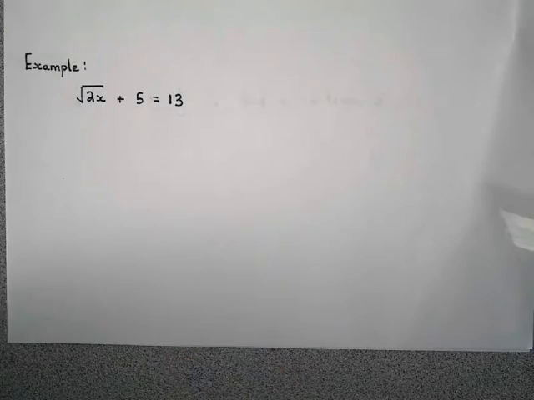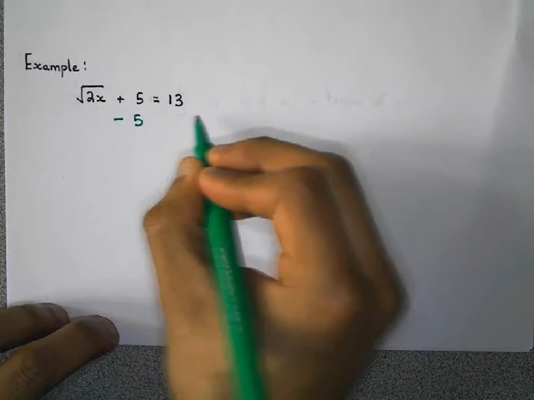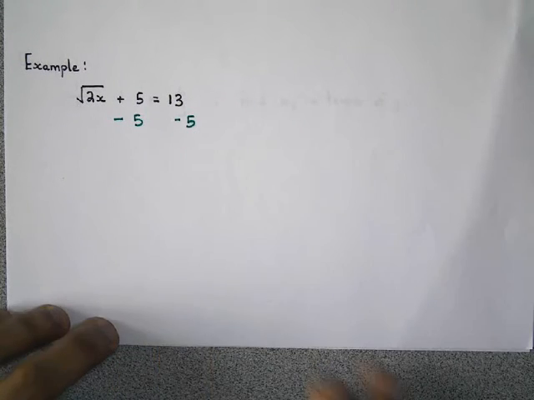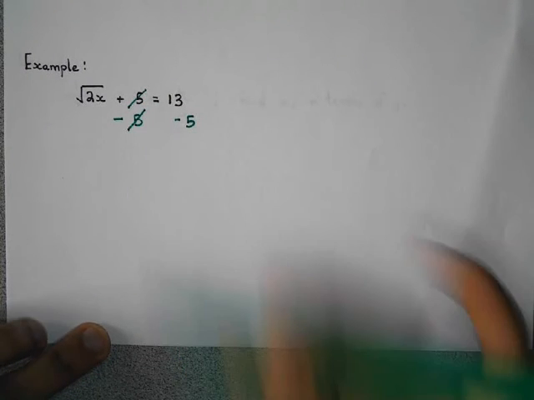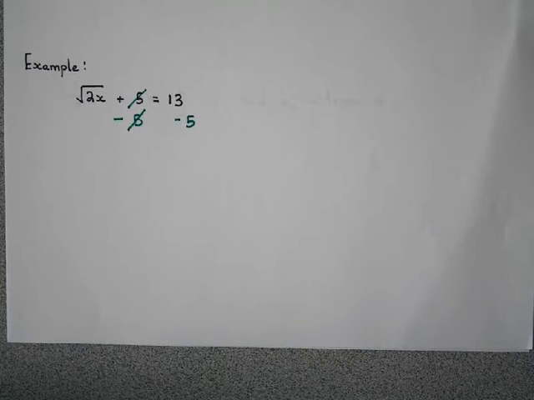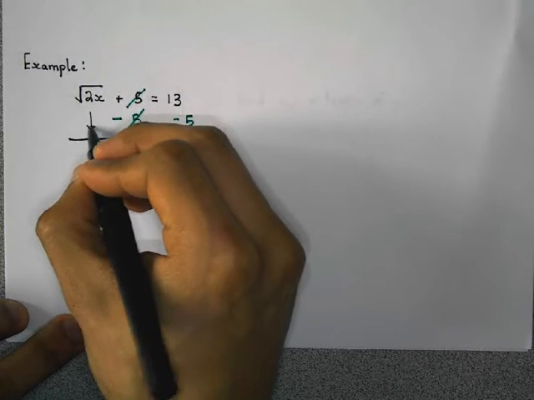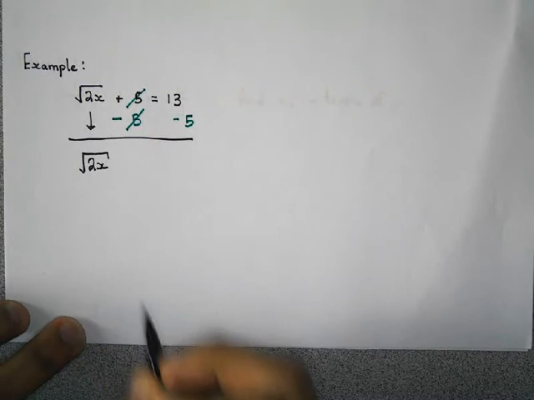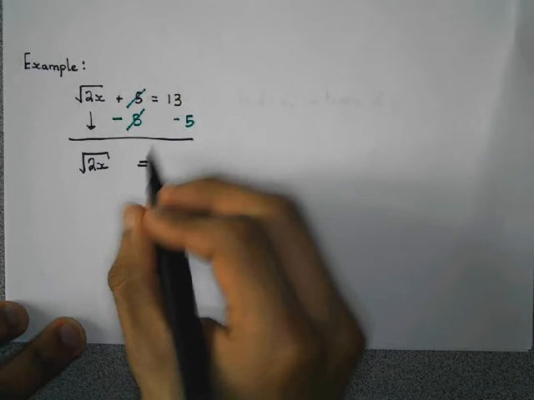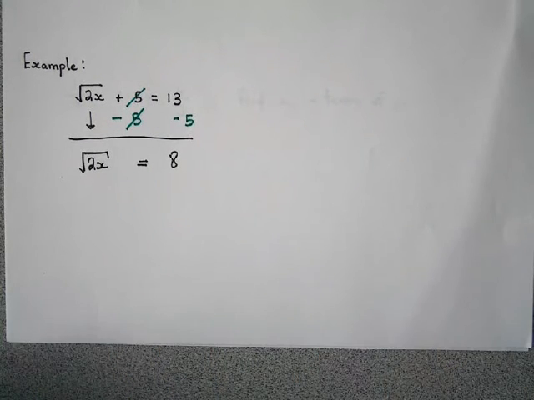So my question would be, how do I undo this 5 here? How do I undo the addition of 5? Well, I can subtract 5 on both sides. Now this is going to reduce if I combine my terms vertically, and all that's left, I'm going to bring everything down. I'm left with the square root of 2x equals, and then 13 take away 5, that is simply 8.